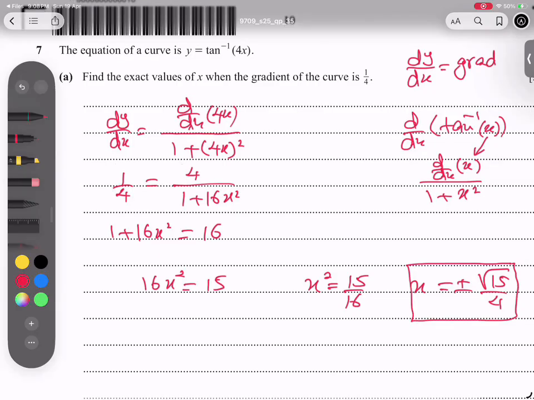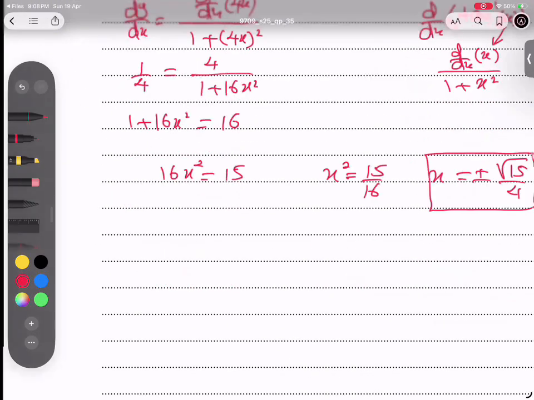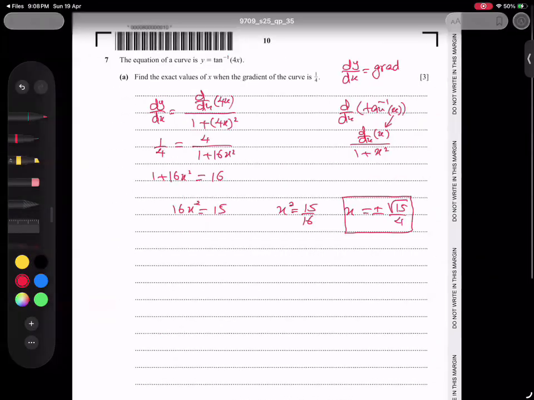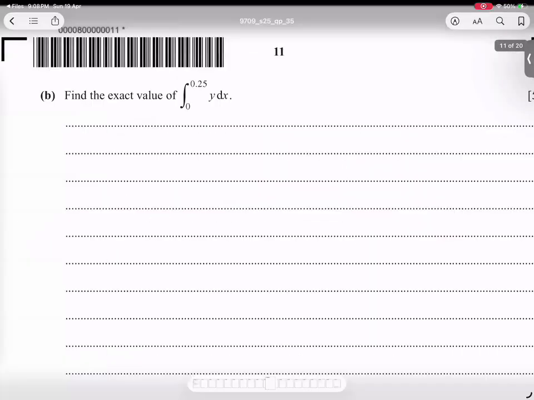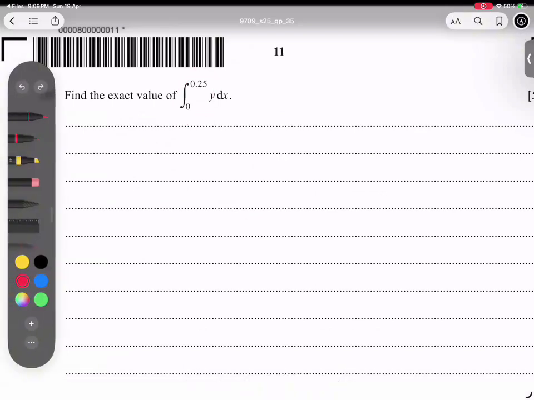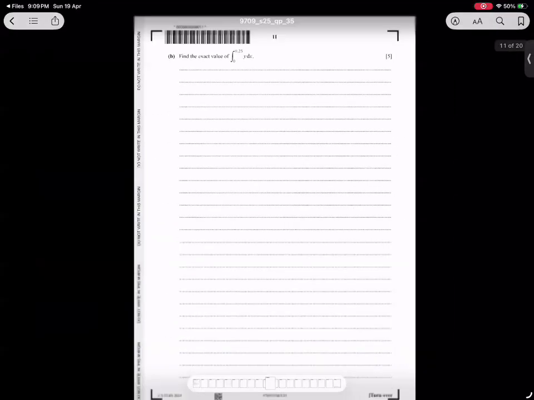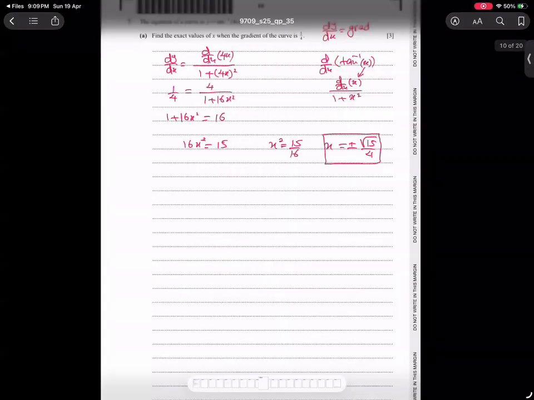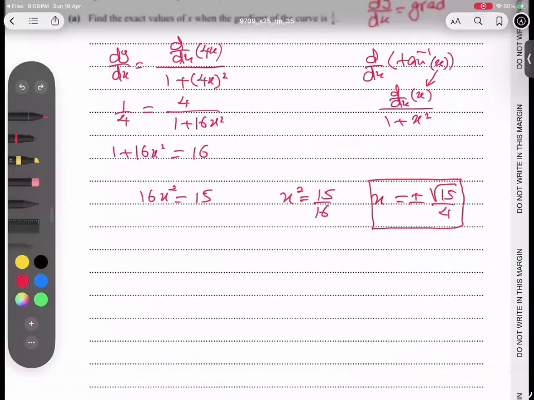And the first part is completely over. The second part may be on the next page. Yeah, sure. Next page, exact value, 0 to 0.25. We have to integrate from 0 to 0.25. Okay. So I think we can do it on the same page, no problem at all.